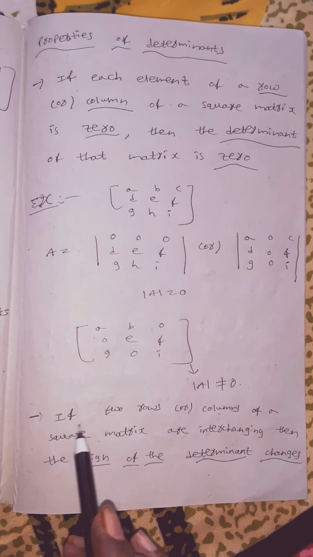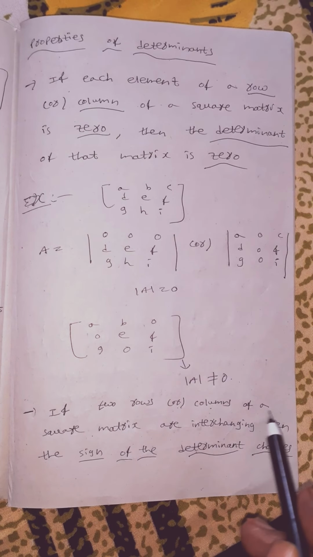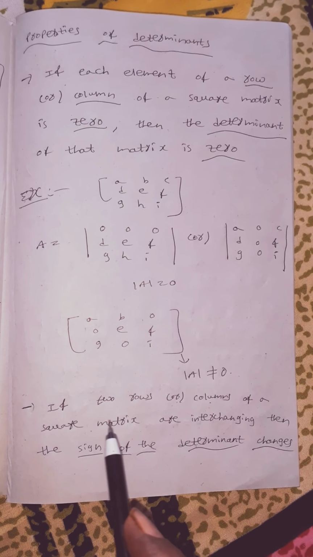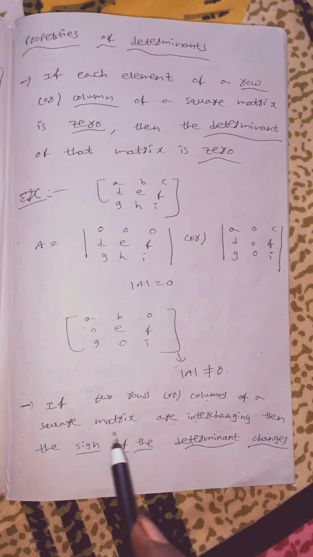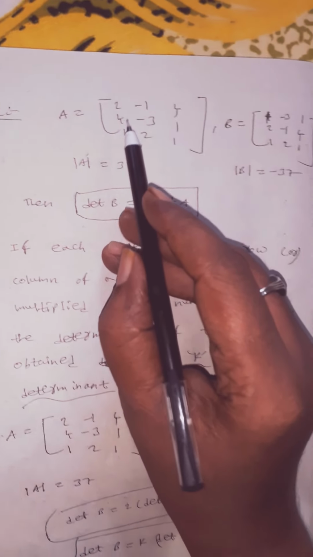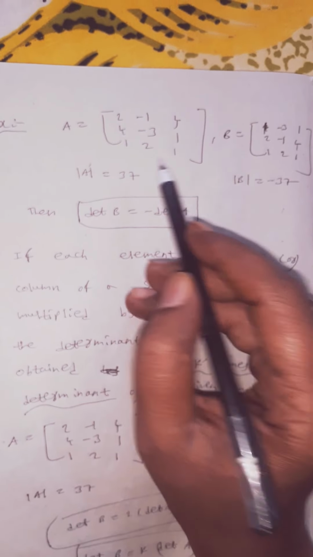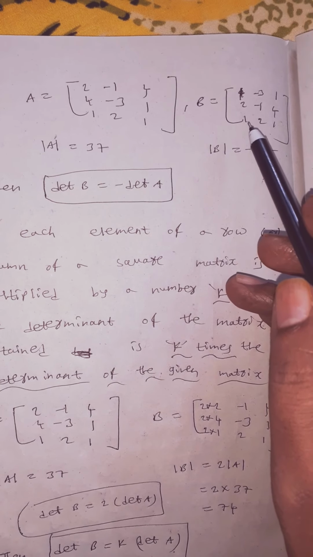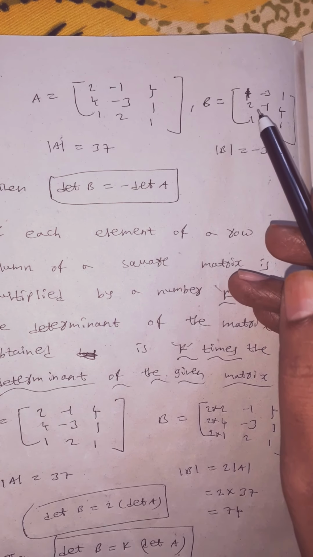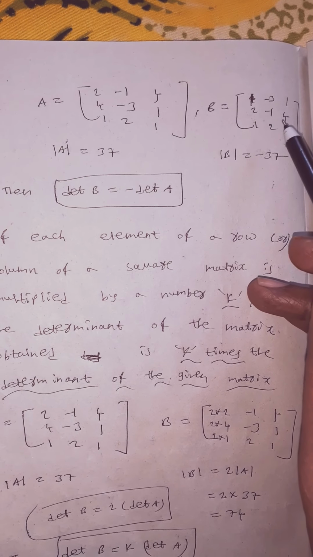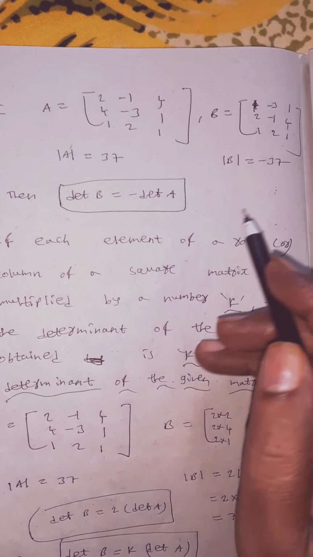Next property is, if two rows or columns of a square matrix are interchanged, then the sign of the determinant changes. So if any two rows or columns are interchanged, then the sign of the determinant changes. We will take one example. See here, A is 2 minus 1 4, 4 minus 3 1, 1 2 1. B is equal to 1 minus 3 1, 2 minus 1 4, 1 2 1.